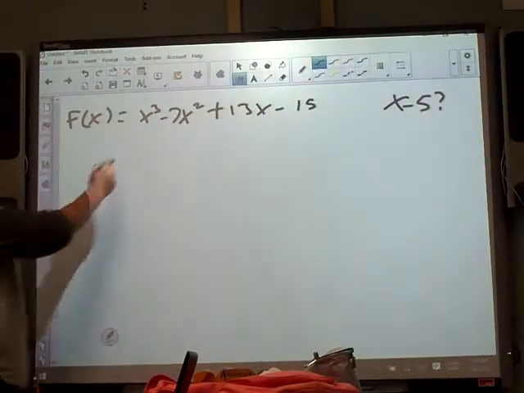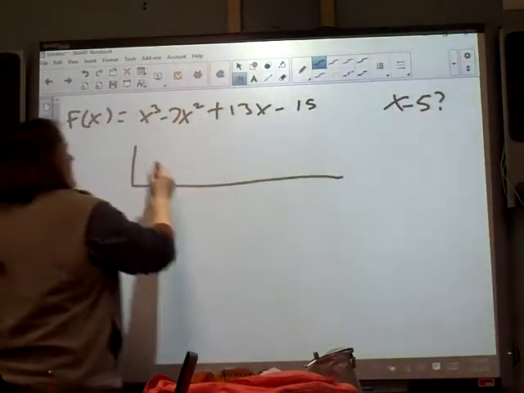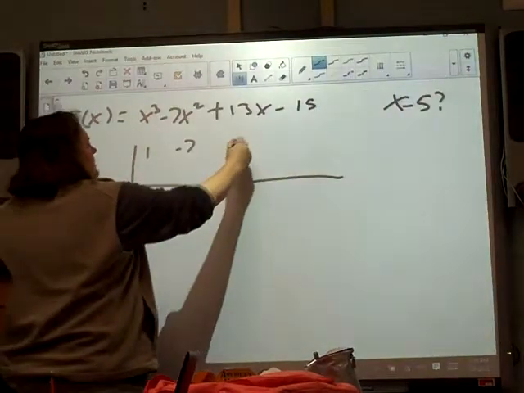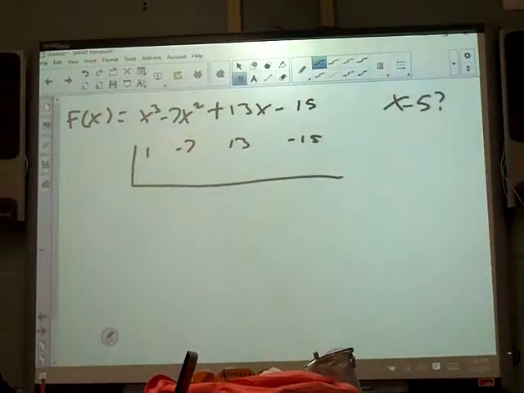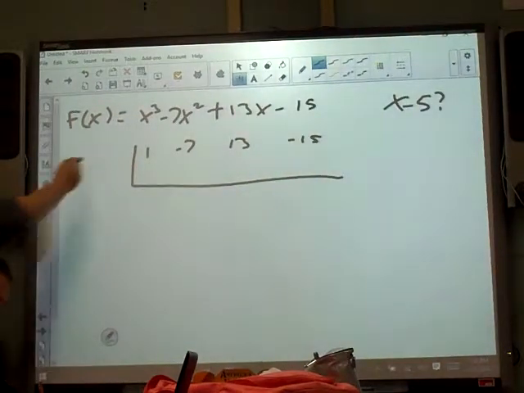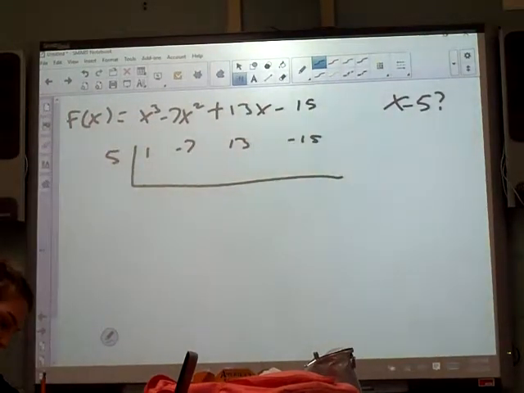So we're going to set that up like we did yesterday in our synthetic division of 1x cubed and negative 7x squared, 13x and a negative 15. What's going to go outside my box? Positive 5. Very good, because that's in factor form. So we would set x minus 5 equal to 0 and solve it and get a positive 5.